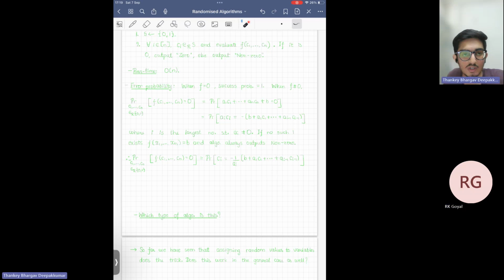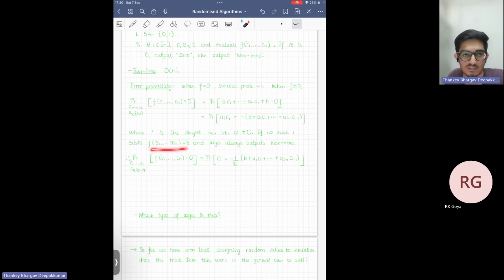And it's possible that no such AI exists, right? So when f is not equal to 0, we are trying to find the probability that this expression comes out to be 0. There are two cases. One, some AI is non-zero. Another, all AIs are zero. But if all AIs are zero, we know that f is non-zero, so B has to be non-zero.